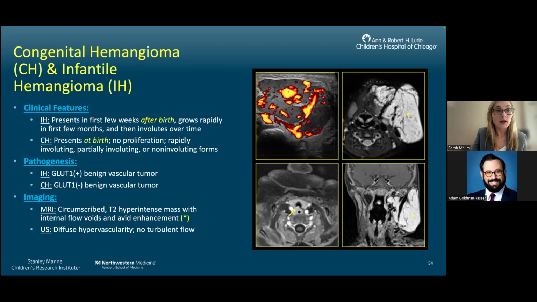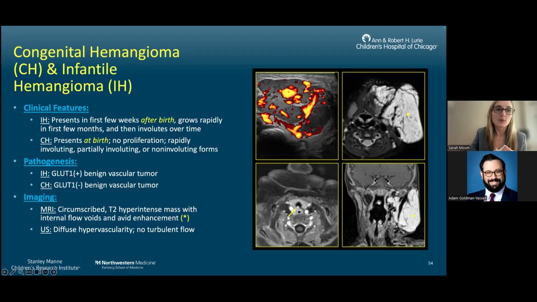On imaging, they can have very similar imaging appearances. On MRI, we'll see a circumscribed T2 bright, light bulb bright mass with internal flow voids, as I'm showing here at screen upper right. And then avid enhancement is shown here at screen lower right. On ultrasound, you should see diffuse hypervascularity, no true turbulent flow to suggest an AV shunting lesion, but just very vascular lesions.